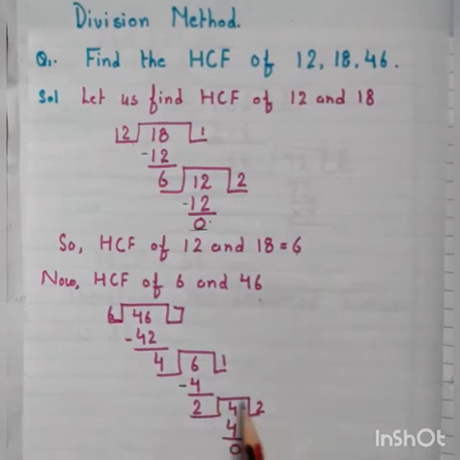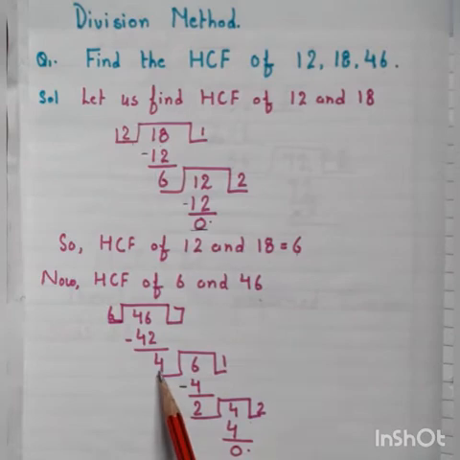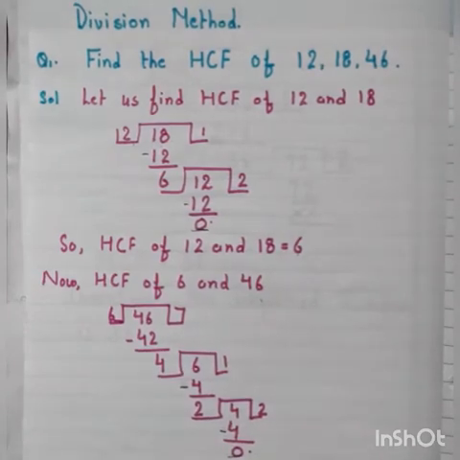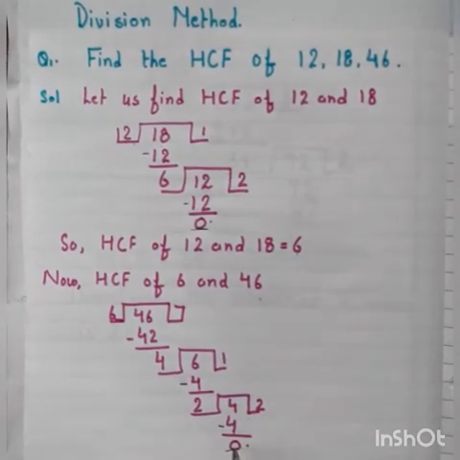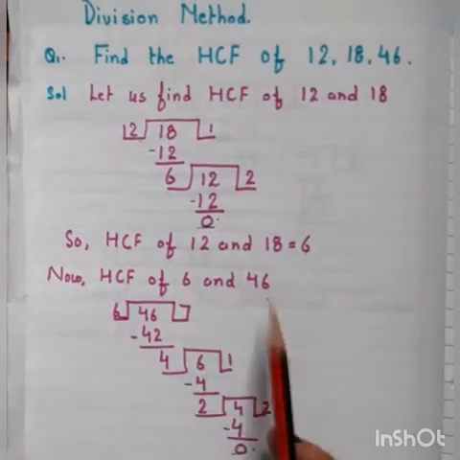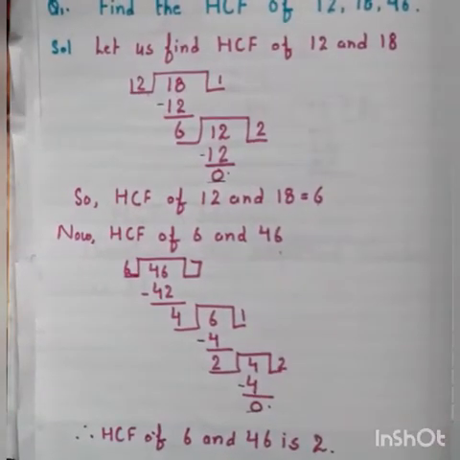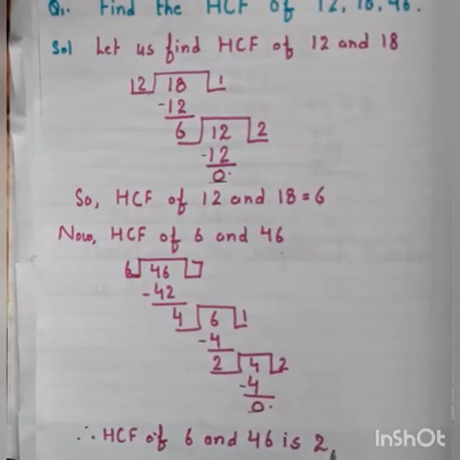Again you will make a box. You have to continue until you get a 0. So this divisor becomes your dividend. Now 2 2s are 4. 4 minus 4 will be 0. So now you are getting 0. It means that the HCF of 6 and 46 is 2. Therefore the HCF of 6 and 46 is 2.